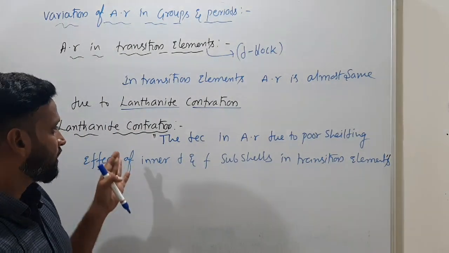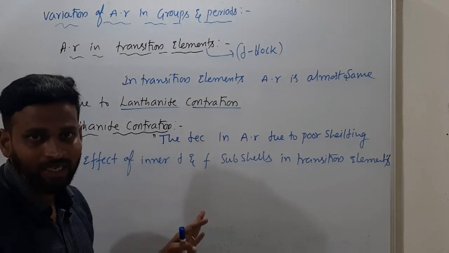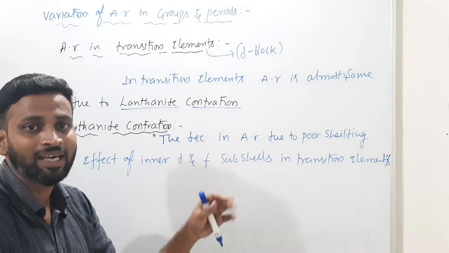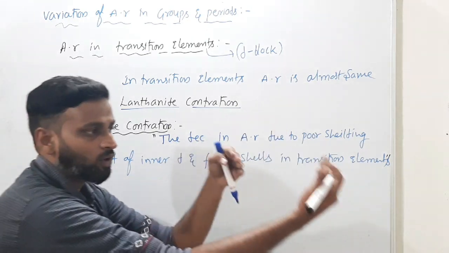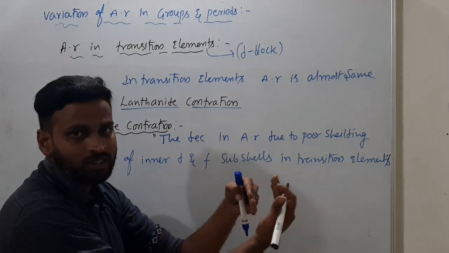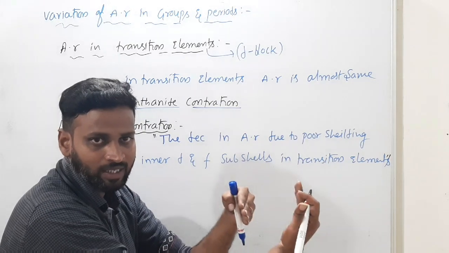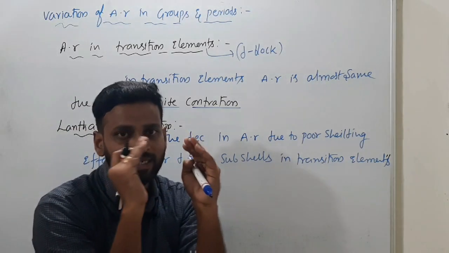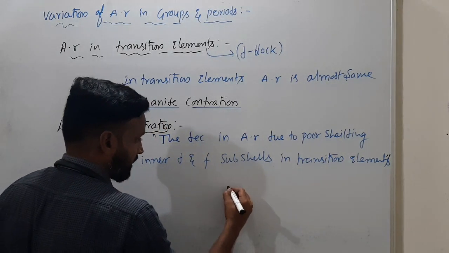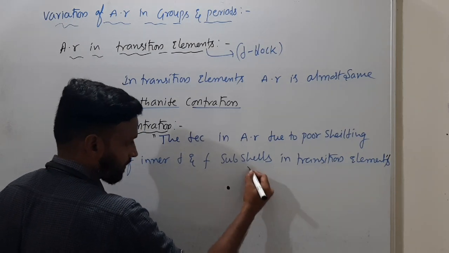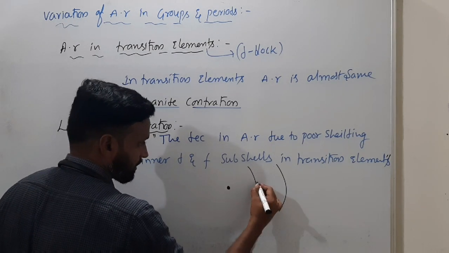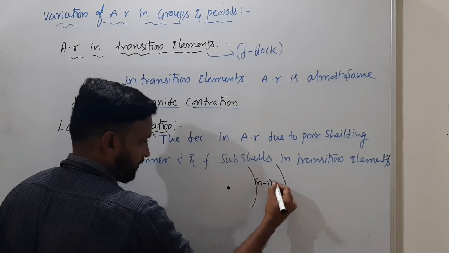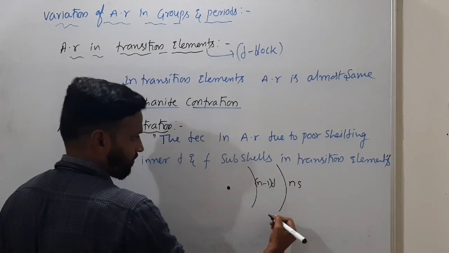So certainly, if the inner subshells are d and f, as I said previously, they cannot shield much. What happens? The outermost electrons are attracted towards the nucleus, and the radius decreases. As I said previously, here is the nucleus, and the inner subshells are (n-1)d, and here you have ns.